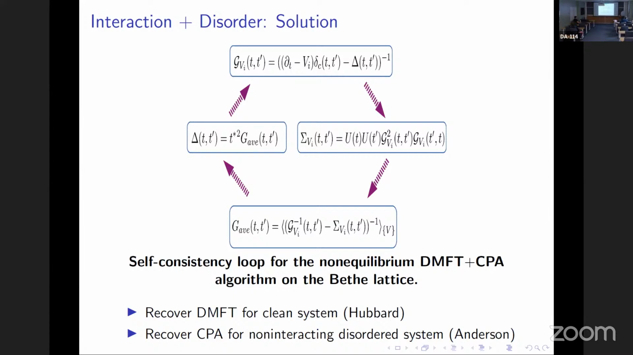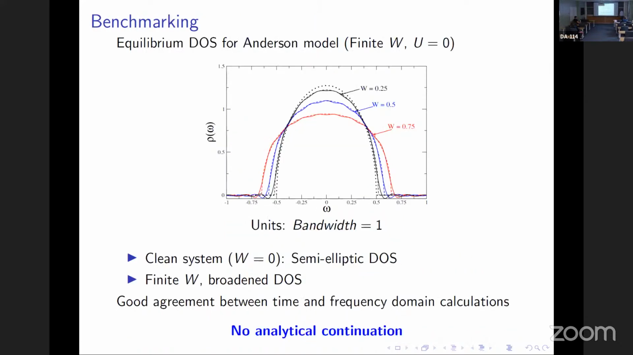So that's why we're able to have this exact expression for the hybridization in terms of the disorder average Green's function. This solution, of course, is going to recover DMFT if you have a clean system, if you don't have disorder. It's going to recover CPA if you don't have interaction. And so that allows us to readily do the benchmarking that we're interested in. We're going to calculate the density of states for a model with disorder and without interaction. We can compare that to a CPA solution.